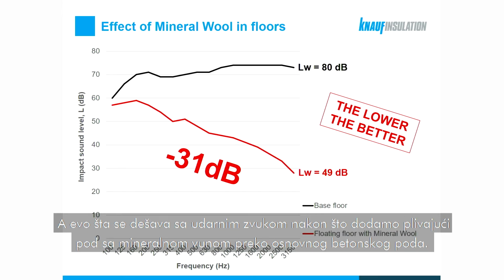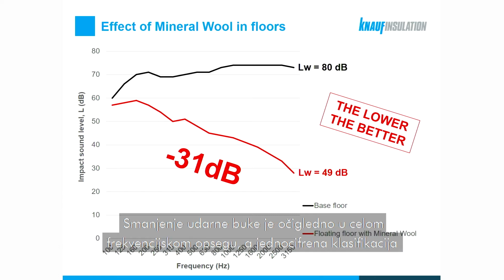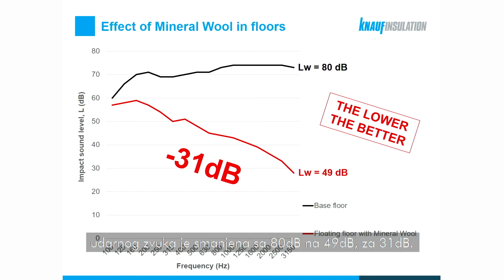And here's what happened with the impact sound when we add the floating floor with mineral wool on top of that basic concrete floor. The reduction of the impact noise is evident across the entire frequency range, and the single number rating of impact sound has been reduced from 80 to 49 decibels, so a 31 dB reduction in impact sound.